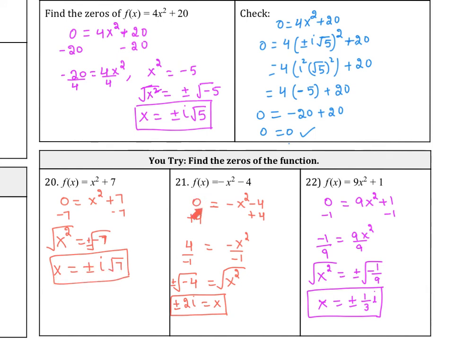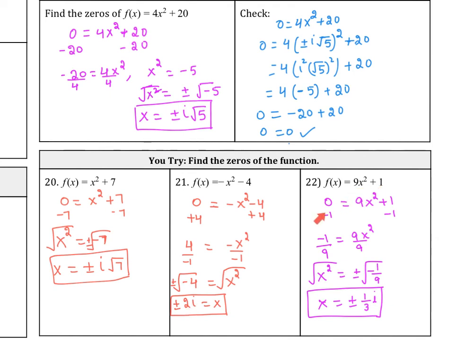When you put 0 here, you're going to get the equation 0 equals negative x squared minus 4. Add 4 on both sides, you get negative x squared equals 4. Divide by negative 1, you get x squared equals negative 4. Take a square root on both sides, you're going to get x equals plus or minus 2i. Square root of 4 is 2 and square root of negative 1 is i outside.